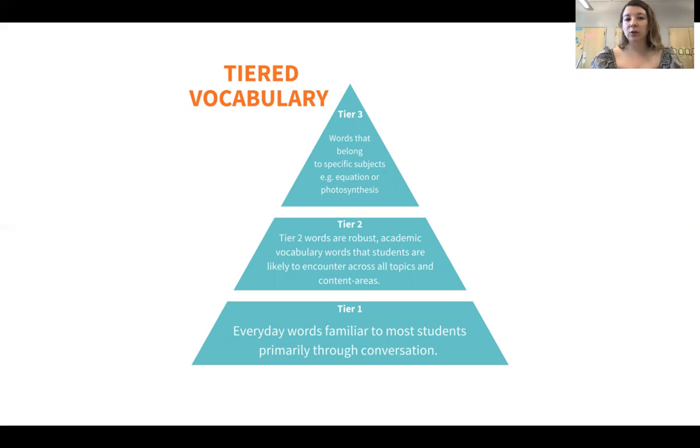Students will likely learn those tier 3 vocabulary words through your lessons and through your teaching, but these tier 2 vocabulary words, it's really important to focus in on those before a lesson, help students gain an understanding of it so that they can access the lesson better and so that they can now add a new word to their personal dictionary. And when they see it again in another lesson or in another subject area, they'll have an understanding of that word.